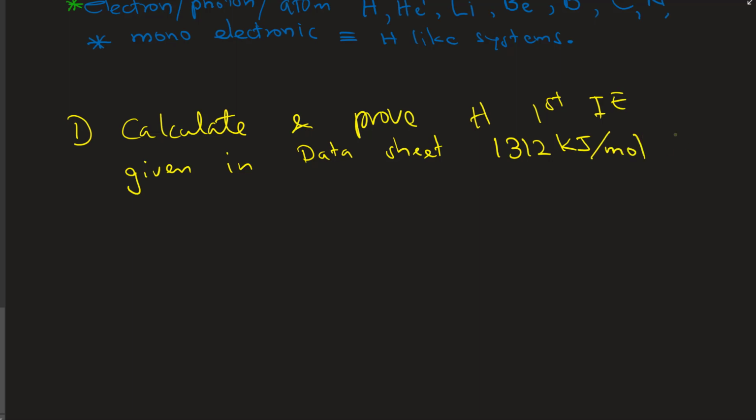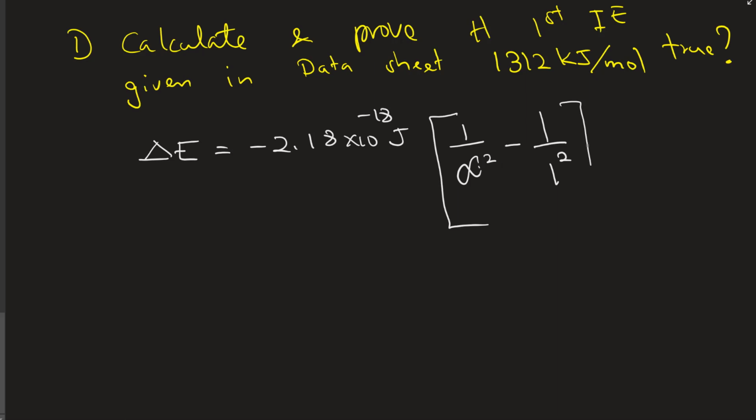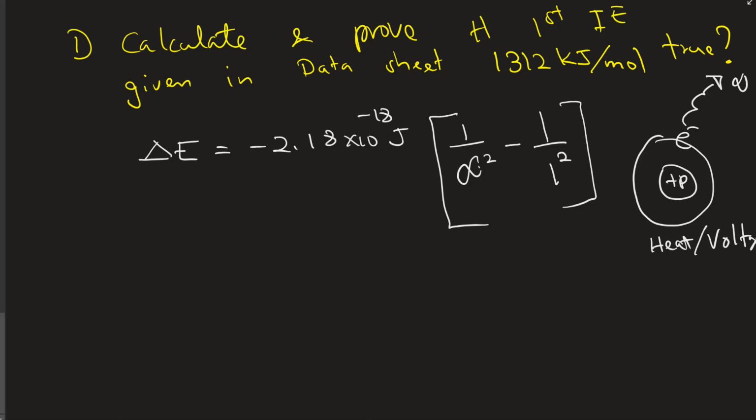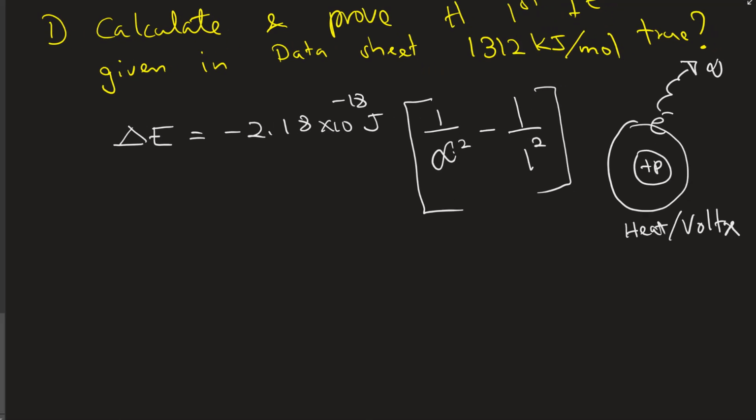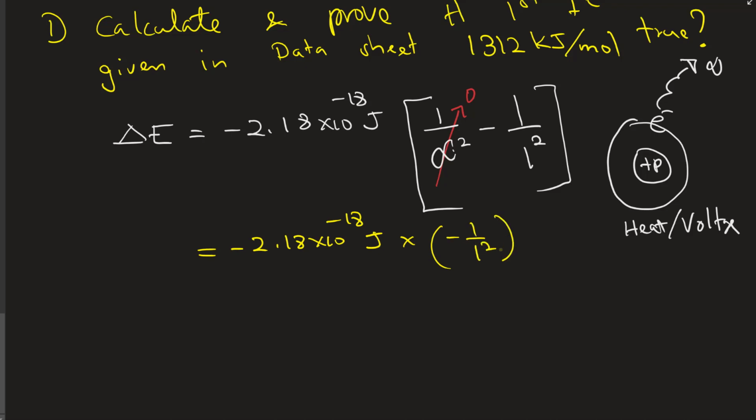Okay, now let's have fun here. Calculate and prove the hydrogen first ionization energy given in the data books is 1312 kilojoules per mole. Let's see if we can calculate that. This is what you do. You take the normal formula, Rydberg constant, and then 1 over infinity squared minus 1 over 1 squared, because your electron from the first level is kicked out to the infinite. That's why the final is infinite squared.